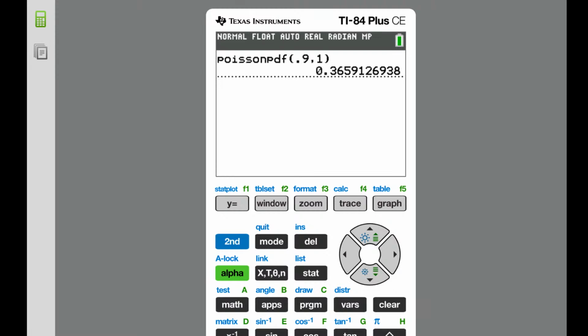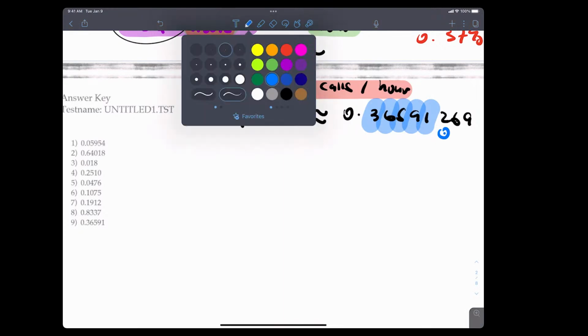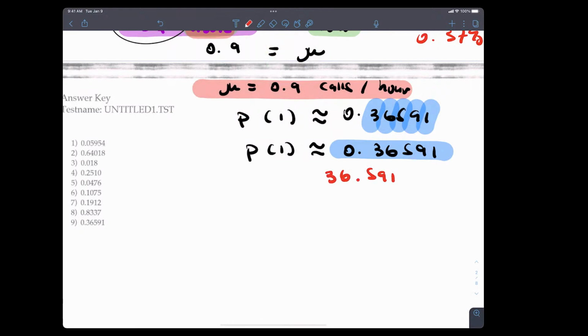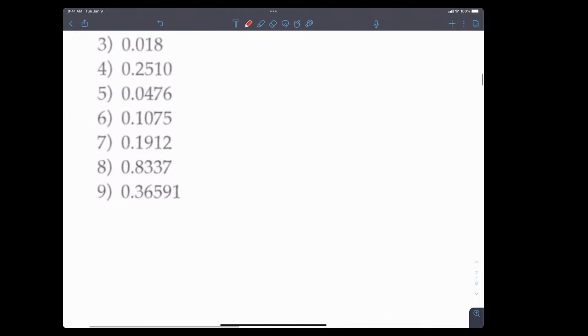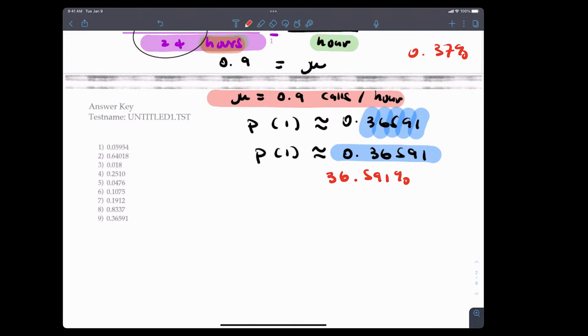They gave us 5 place values, so I have to write down 0.36591269. They gave the answer to 5 place values: 1, 2, 3, 4, 5. Look at the digit to the right. It's a 2. So that means this is your final answer. The probability there will be 1 call is 0.36591. In some ways, you can just say that 36.591% of the time, you get 1 call. And that's in an hour. The interval was changed to an hour, even though they gave you mu per day.